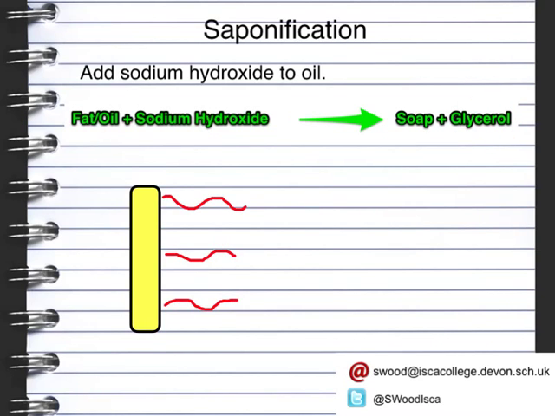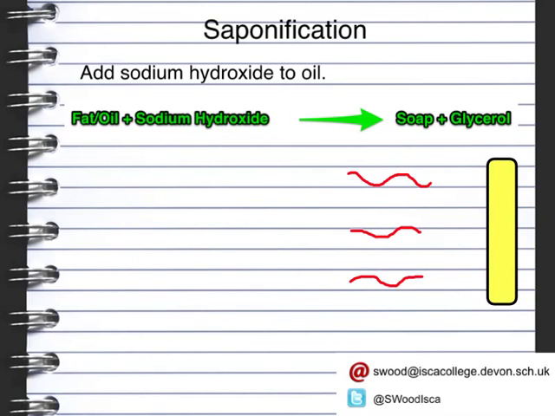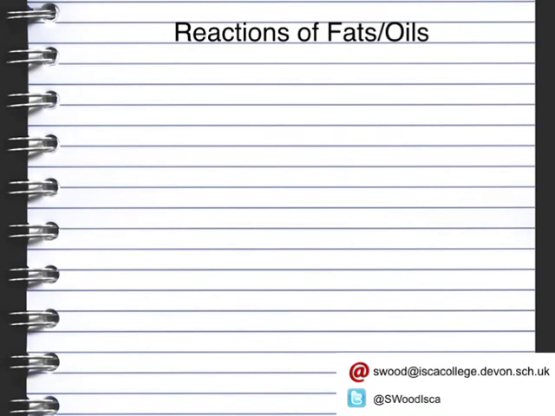So if we have a look at our fat or oil here, the red lines are the fatty acid chains and the yellow block is the glycerol. What can happen is the fatty acid chains become separate, and that is our soap, and then we get our glycerol formed. This reaction is an example of a hydrolysis reaction.